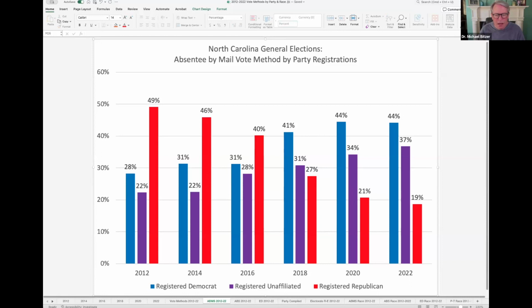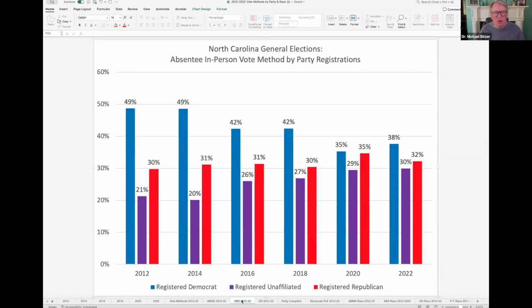Just to give you the comparisons, this next worksheet is absentee in person, what some people call early voting, even though absentee by mail is also an early vote method. This shows the dynamics over the past decade in the various elections, and how things have, in my opinion, balanced out between the two political parties.